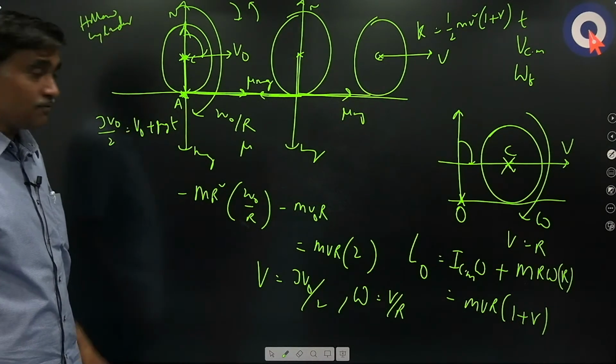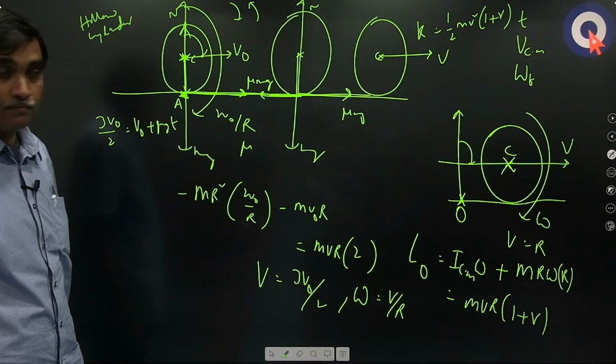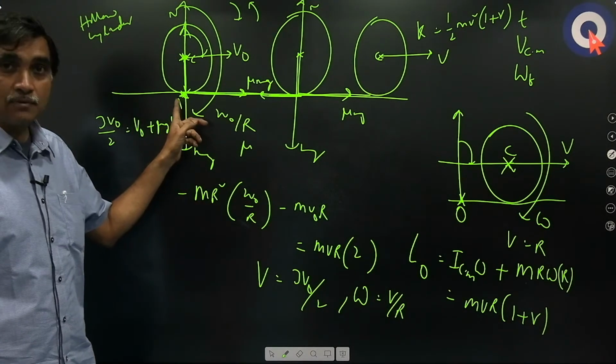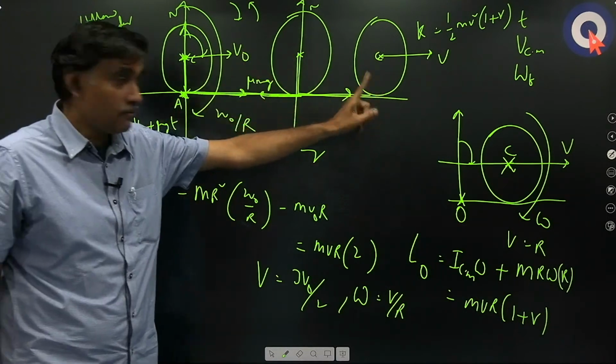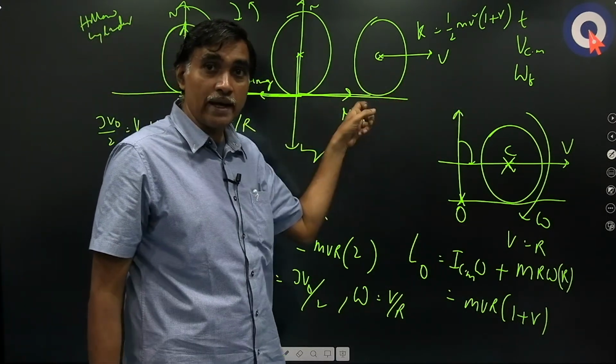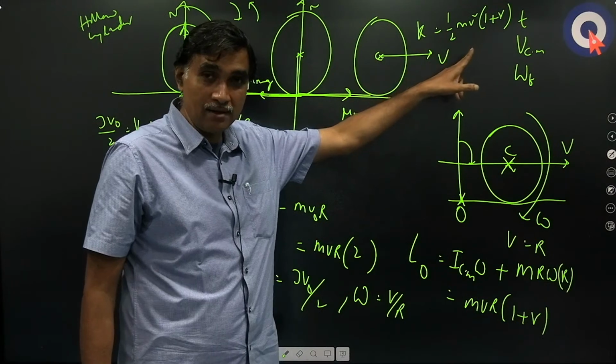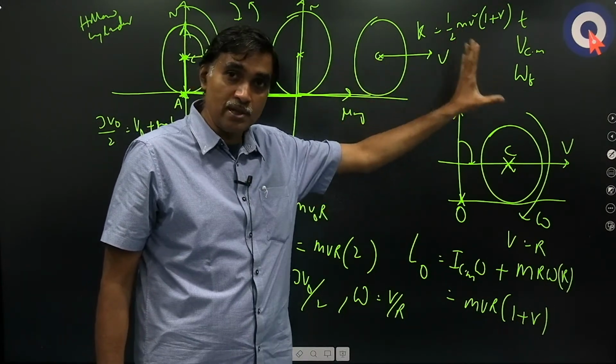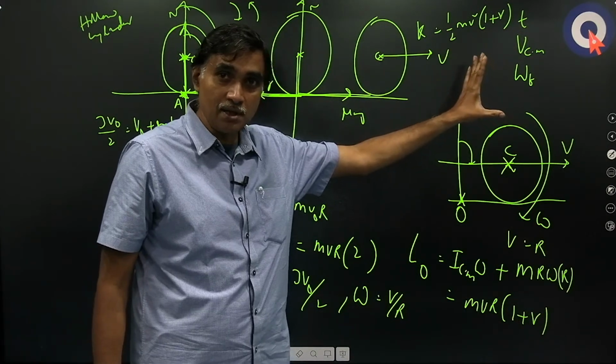Any doubt? Then from here you can find time. Then what is work done by friction? The only force doing work is friction until it starts rolling. Once it starts rolling, friction does not act because there is no other force acting. Then it goes with constant velocity. Velocity remains constant, omega remains constant, friction does not act.